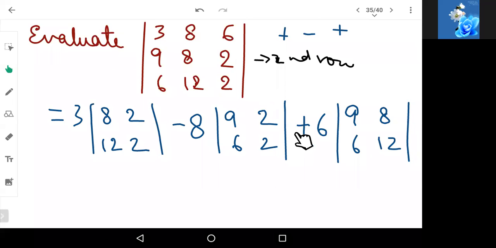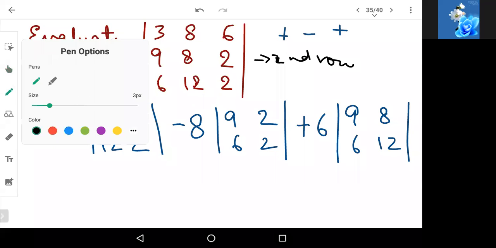Next, plus 6. Now you have 6 here. Now when you're taking 6, it means it is in the first row and the third column. So leave out the first row and the third column and then calculate the value. 9, 8, 6 and 12. So that has to be considered. Now find the determinant of the matrices.